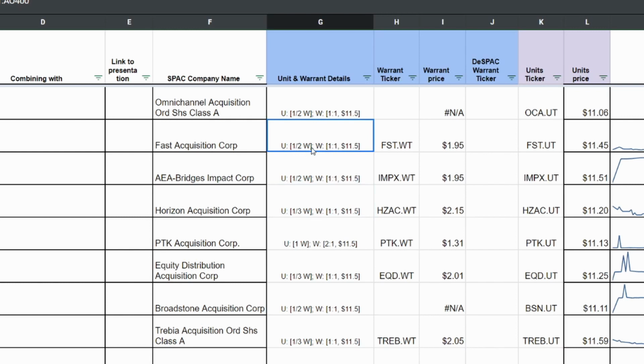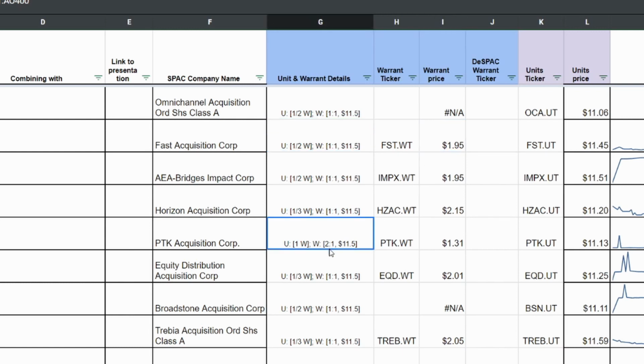So in this example, you can see that if you would buy 1 unit, you would get 1 stock and 1/2 warrant. And usually only the whole warrants are exercisable. So you always want to make sure that you are buying 2 units, because with the 2 units you would get 2 stocks and 1 whole warrant, which then you can exercise into the 1 stock for $11.5. So this is really how you read this column.